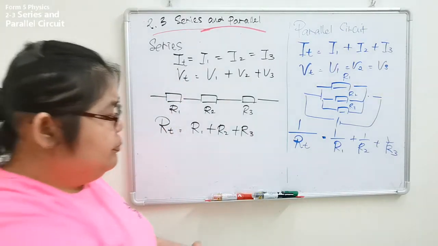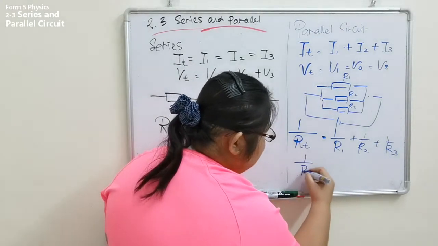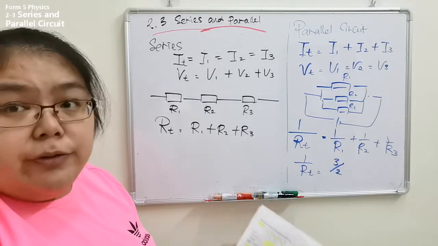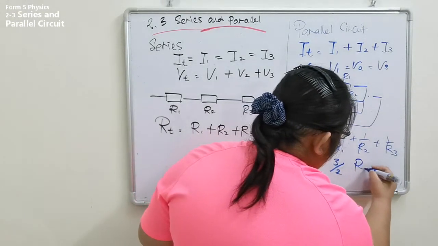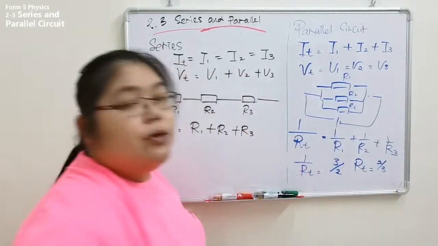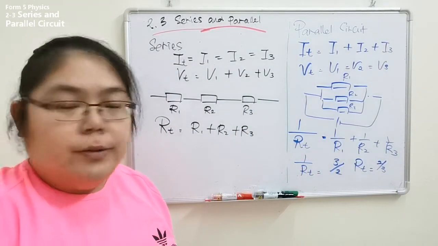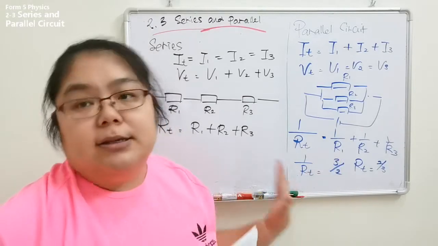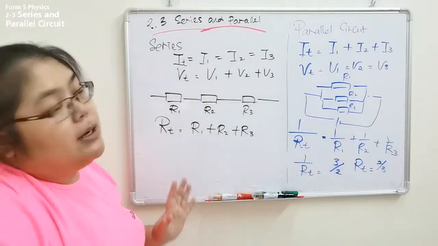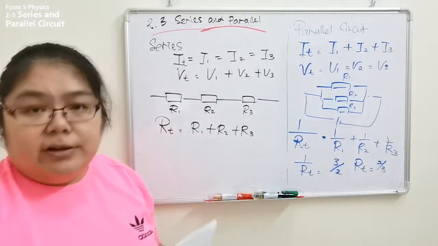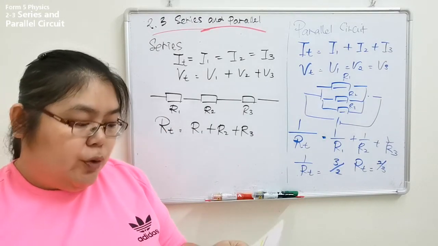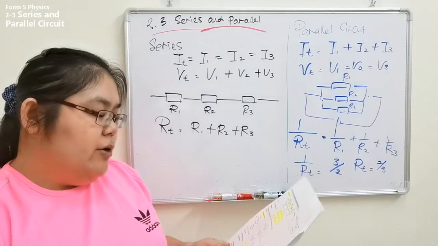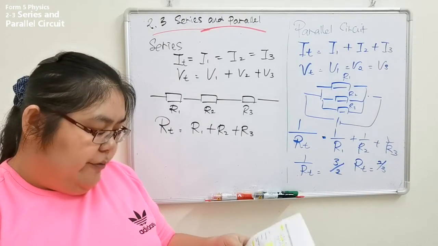Example, if I get my answer 1 over R total equals 3 over 2, this one is not the answer because they want to find R total. So that means you need to reverse. R total equals 2 over 3. Then you need to press your calculator to get a decimal, because they cannot accept the answer in fraction for physics. So this one is the final answer. This is the formula for the parallel circuit and also for the series circuit. Any question? I think no. It's just a simple thing, you also learned during your KH Kemahiran Hidup. So from here we need to find out some of the differences for the formula.